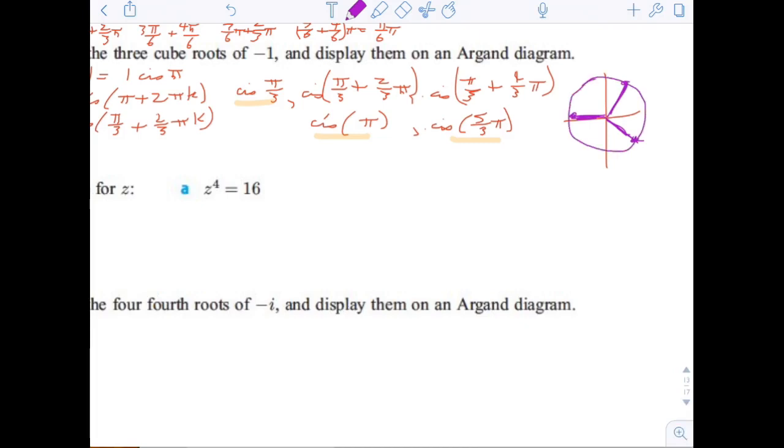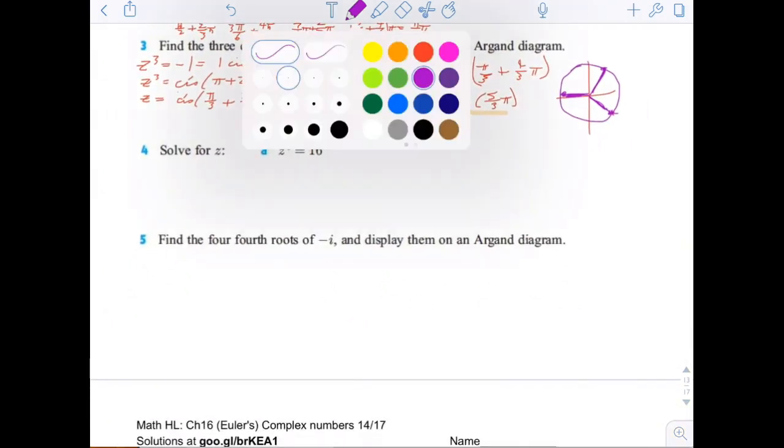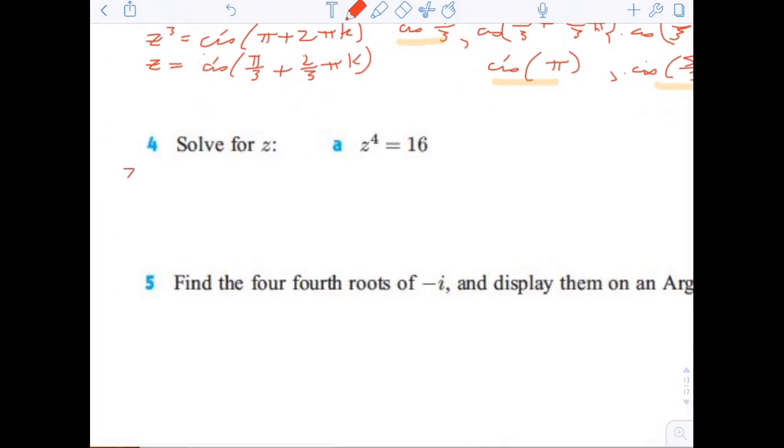All right, and that's the way when you map roots on the Argand diagram, they look like that, right? They're like equally spaced spokes around a little wheel. Okay, z to the 4th equals 16.